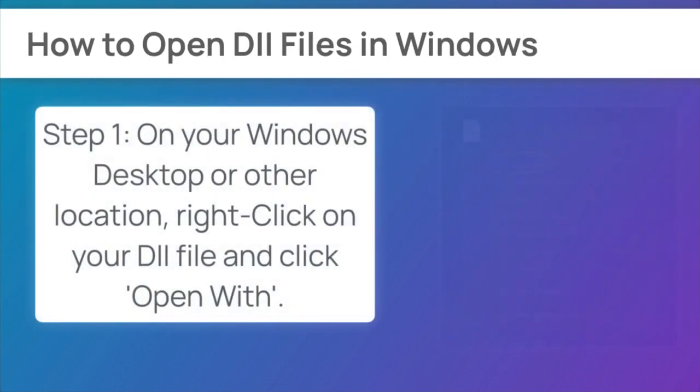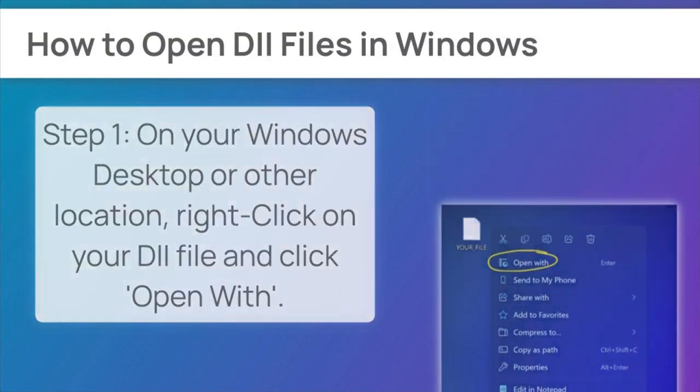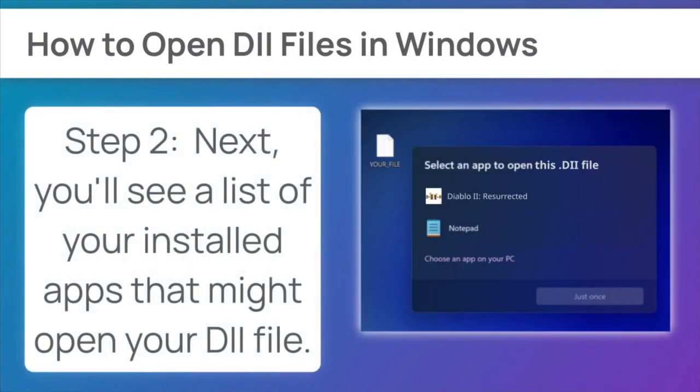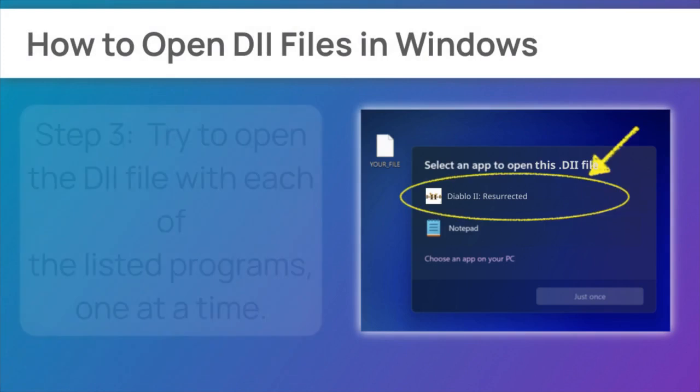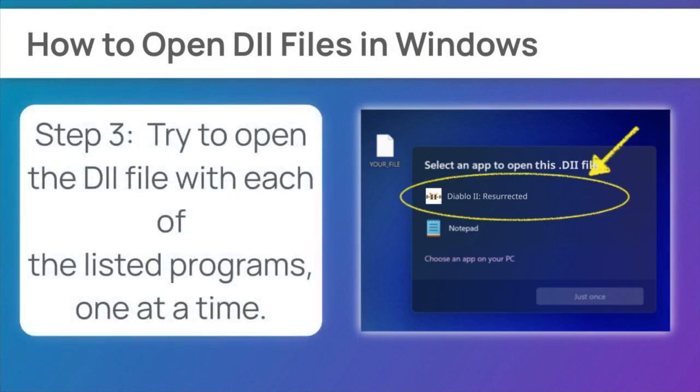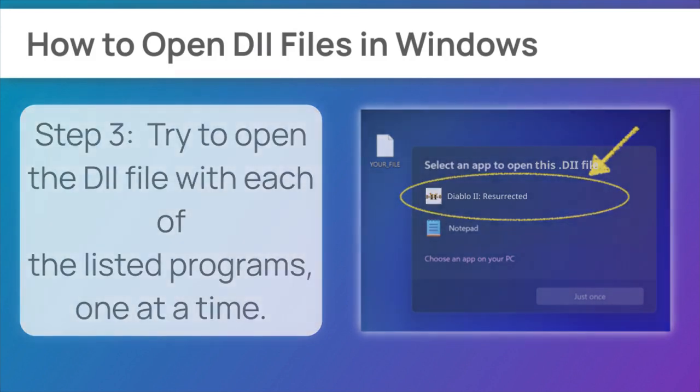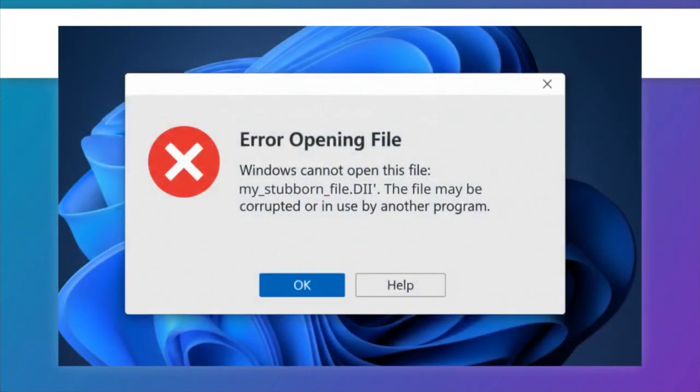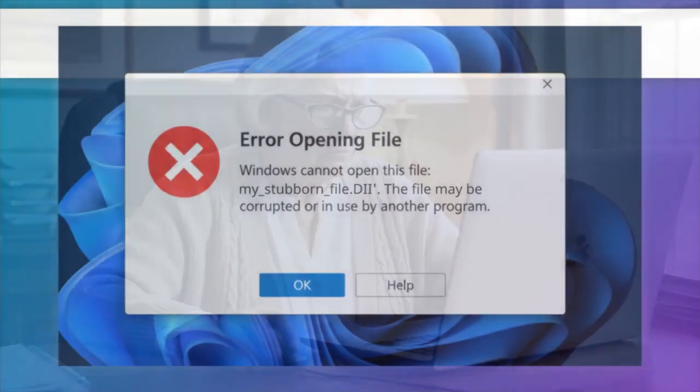We need to see which program correctly links to the file. Right-click the DII file and hit Open with. Test Diablo II: Resurrected first. If it is unavailable, choose another application. The solution is often hidden in plain sight. If your DII file will not open, do not worry. It simply means we can't rely on the initial software anymore.